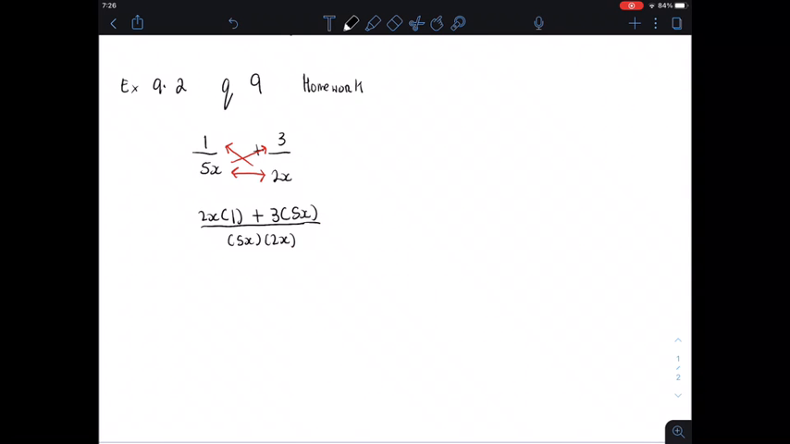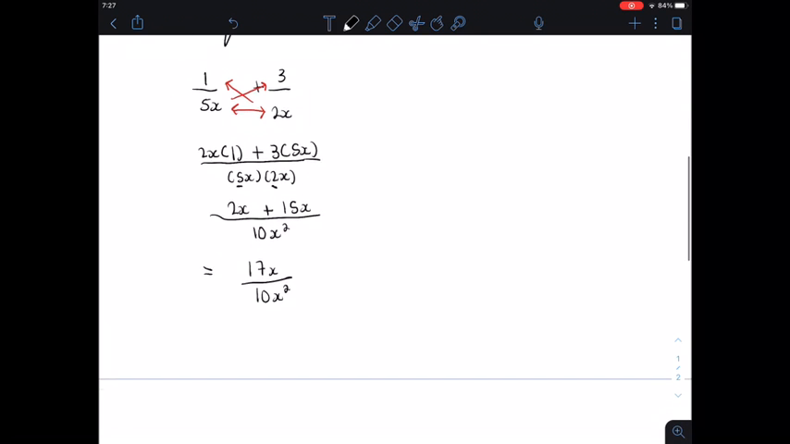And from here, we expand our brackets. So on the bottom, multiplying our terms together gives us 10x squared. On the top, we have 2x times 1 gives us 2x, plus 3 times 5x leaves us with 15x. And now we're going to add together our like terms on the top. This gives us 17x over 10x squared.